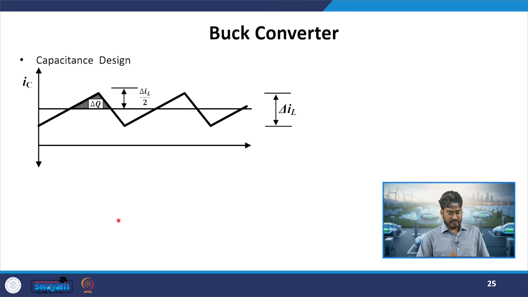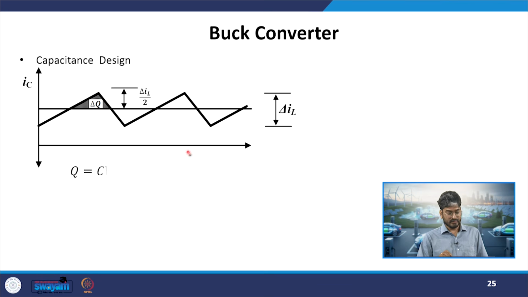Similarly, on similar lines, let us design the capacitor for this buck converter circuit. Now how will the capacitor size be determined? It will be determined to limit the voltage variation within a given percentage, 5%, 10%, as per my requirement. Now how will this delta V be controlled? By controlling this delta Q.